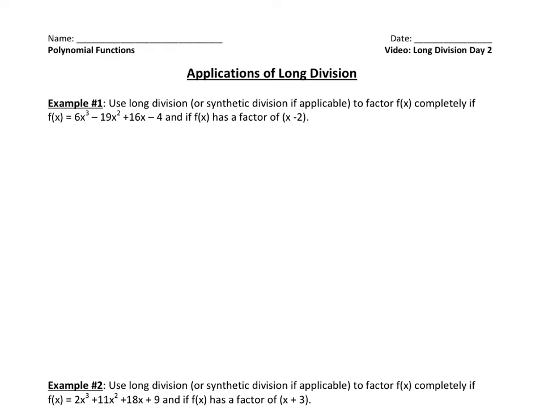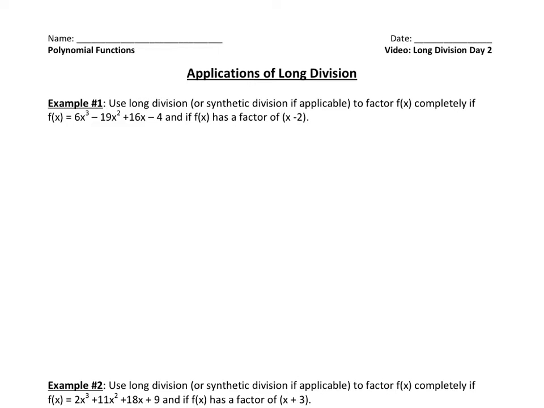Hi everyone, in today's lesson we're going to talk about applications of long division and how it could be helpful to answer some questions. So let's look at example number 1. It says use long division, or synthetic, to factor f of x completely if f of x is this and f of x has a factor of this.